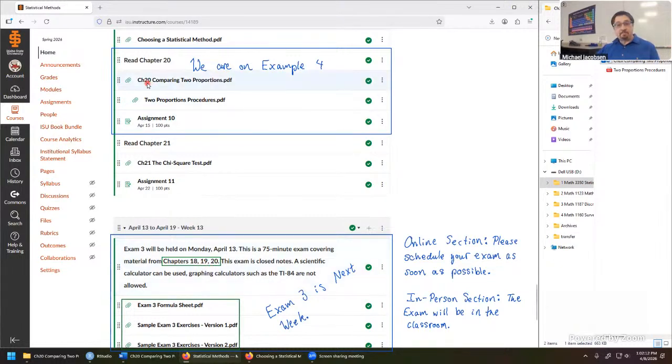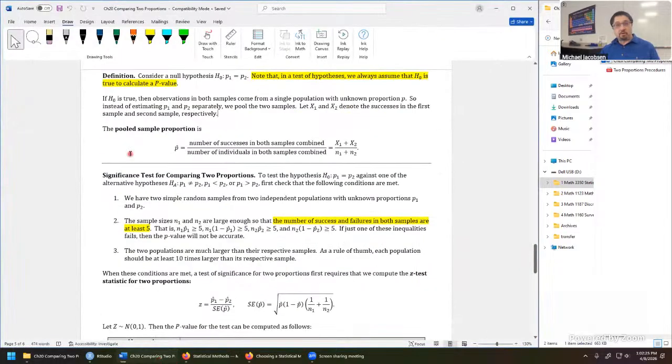We are nearly completing chapter 20, handling 2 proportions. Once we conclude on this chapter, we'll move over to the chi-squared goodness of fit test. So here is where we left off at the end of Wednesday's class.